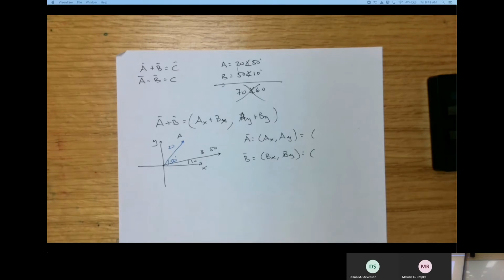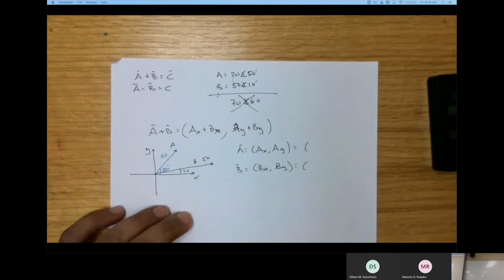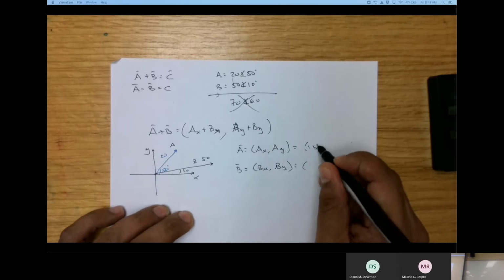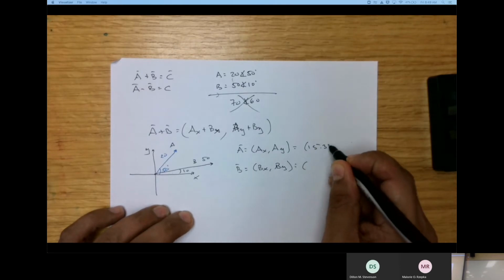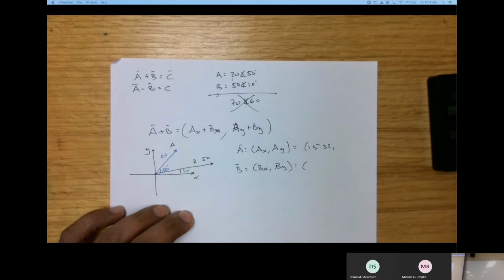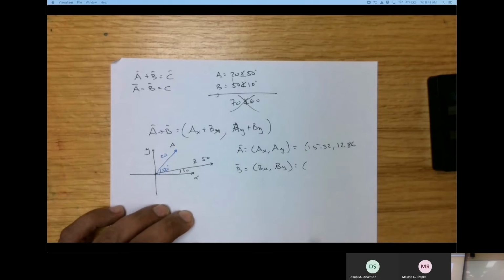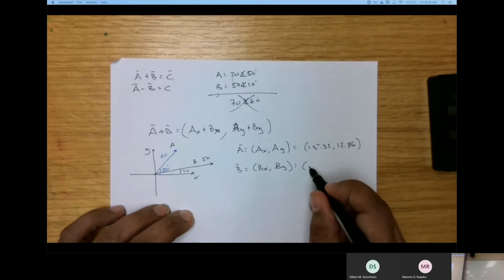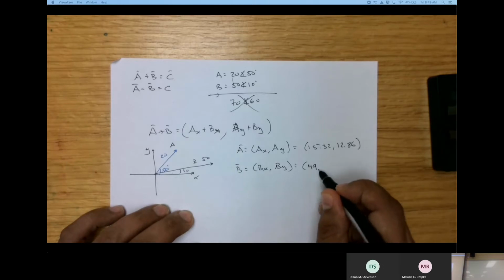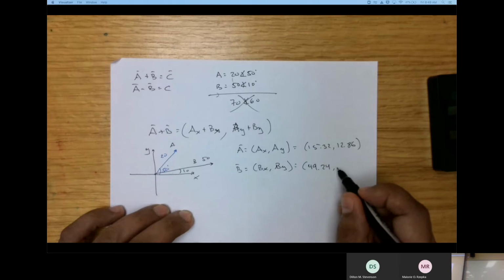Okay, Alexander, what you got for AX? For AX, I got 15.32. Yep, 15.32. And for Y? 12.86. 12.86. And Ian, what you got for B? I got for BX, 49.24. And for BY, 8.